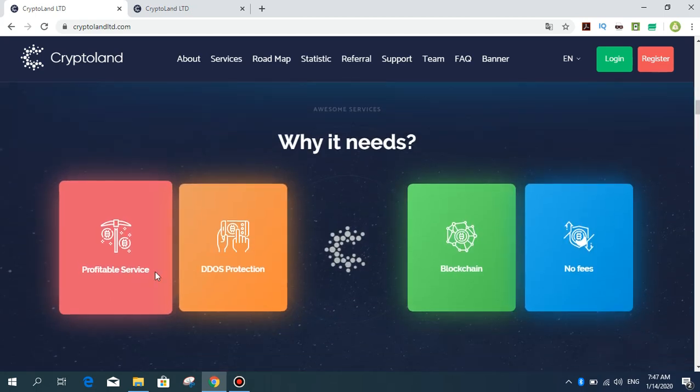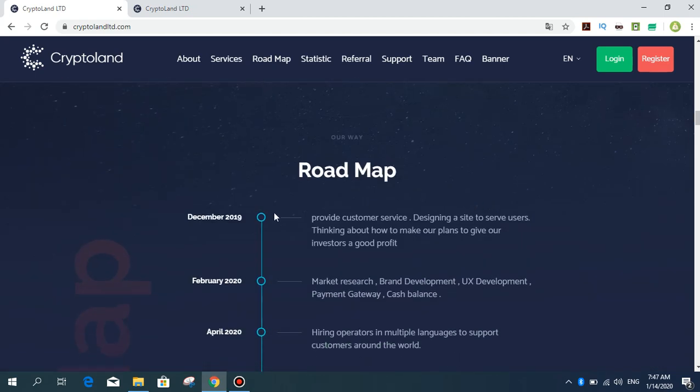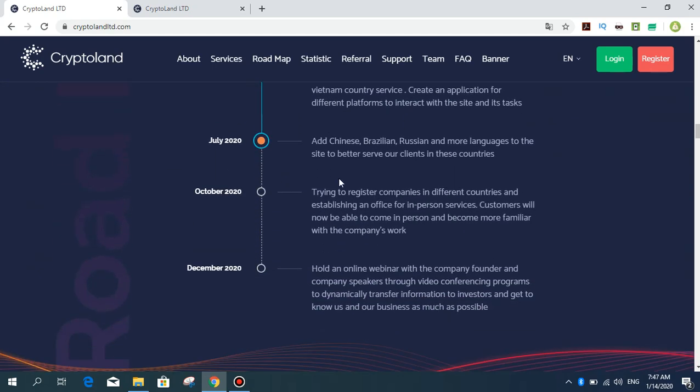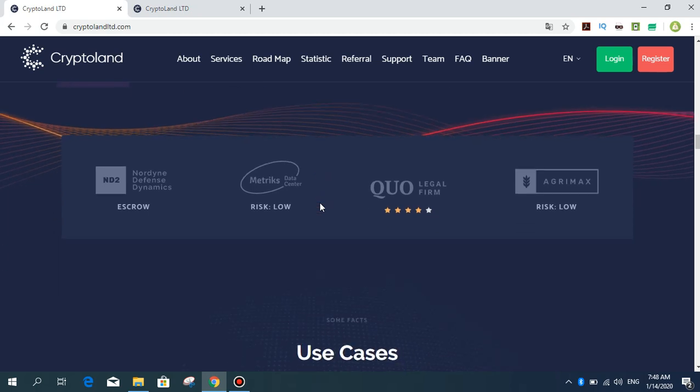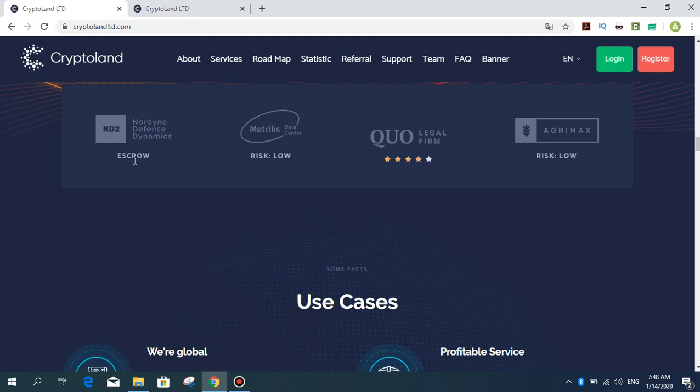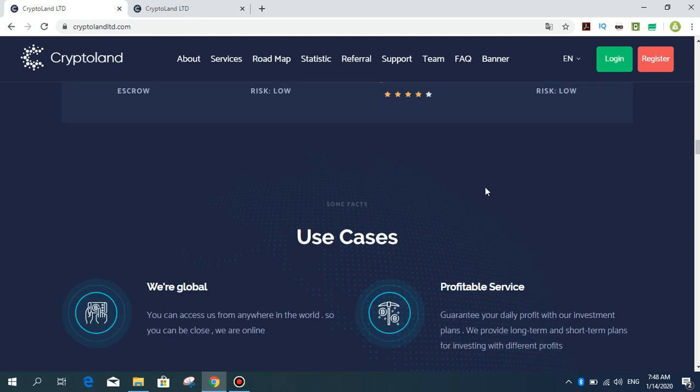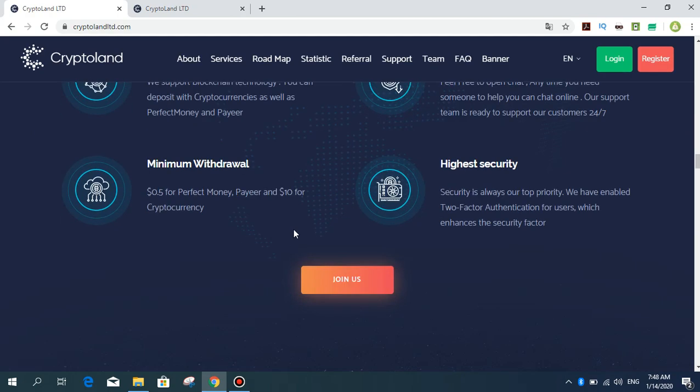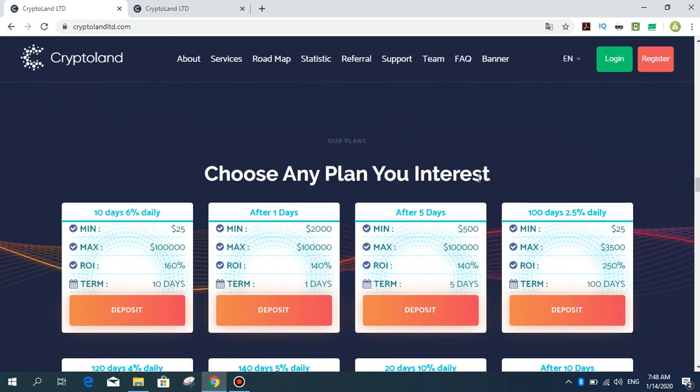Okay, why it needs profitability, DDoS protection, blockchain, no fees, and has a roadmap section. Started December 2019. Provide customer service, designing a site to serve users, think about how to make our plans to give your investors a good profit, and other time and trying register, hold online webinar and other details. Risk low, and other details. Choose any plan you are interested in.